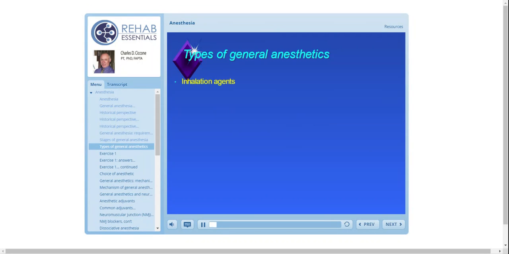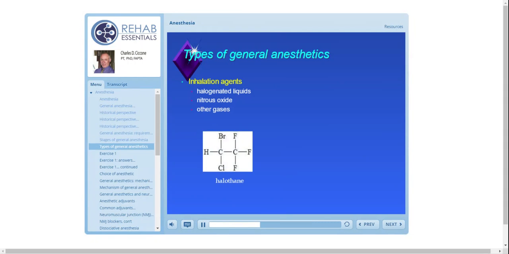So what are our types of general anesthesia? We can grossly classify them depending on how they're administered. We can talk about the inhalation agents. These are the halogenated liquids like halothane and enflurane. Nitrous oxide is again inhaled. It's very short acting, oftentimes used during dental procedures, and various other gases.